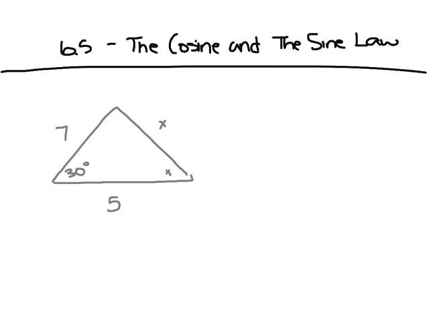If you're using the cosine law, you cannot use it to find an angle if you don't know all three sides. So before you can use the cosine law, you first need to find your missing side to find the angles.